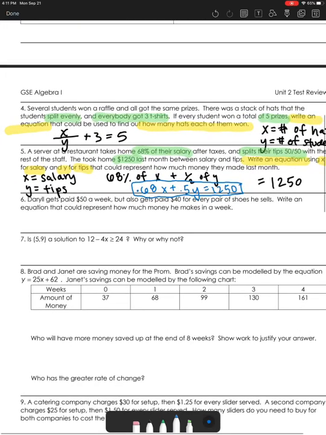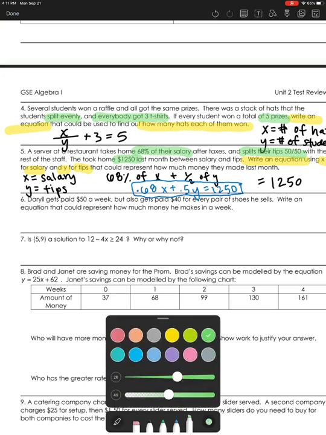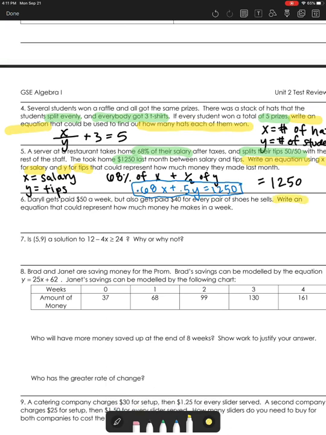Okay, number 6. So Daryl gets paid $50 a week, but also gets paid $40 for every pair of shoes he sells. Write an equation that could represent how much money he makes in a week. Okay, so again, first thing, the goal of this is to write an equation, and it wants to represent how much money he makes in a week.